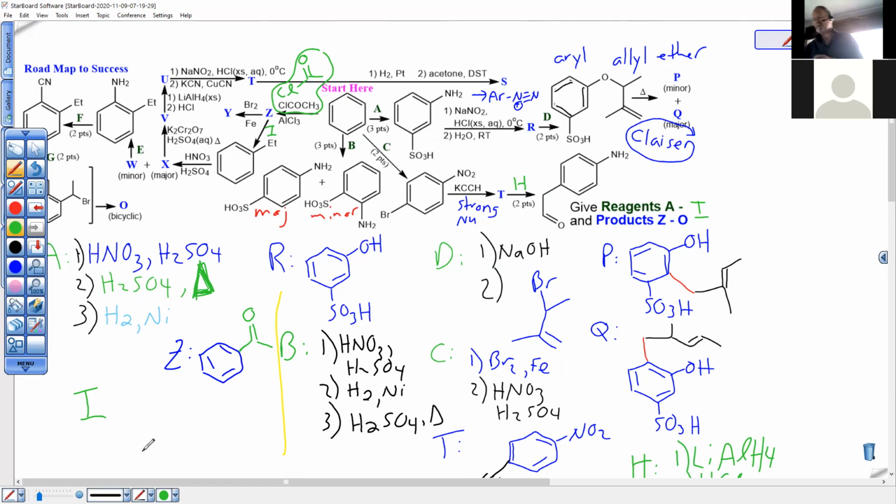Here you can use either the Wolff-Kishner or the Clemmensen. We gave the Clemmensen some love earlier. Let's do the Wolff-Kishner here. OH minus, excess hydrazine, and that always requires heat. And now you've got an ethyl, which is very different than an acetyl, isn't it? And we're going up to Y before we take a break. Going to Y.